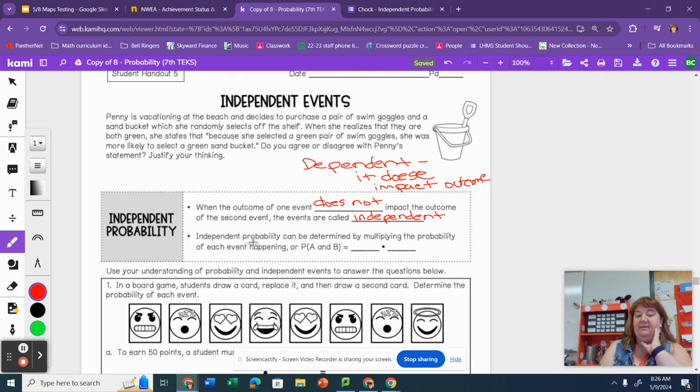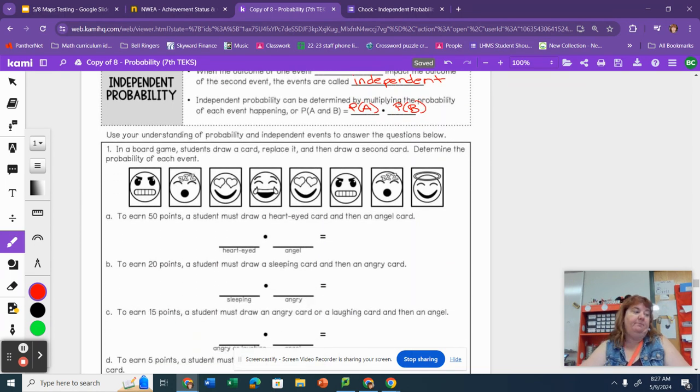Independent probability can be determined by multiplying the probability of each event happening. So we have already done this. You do P(A) times P(B). That's all you do. Okay, so these down here: a heart, I, 2 8s times 1 8.